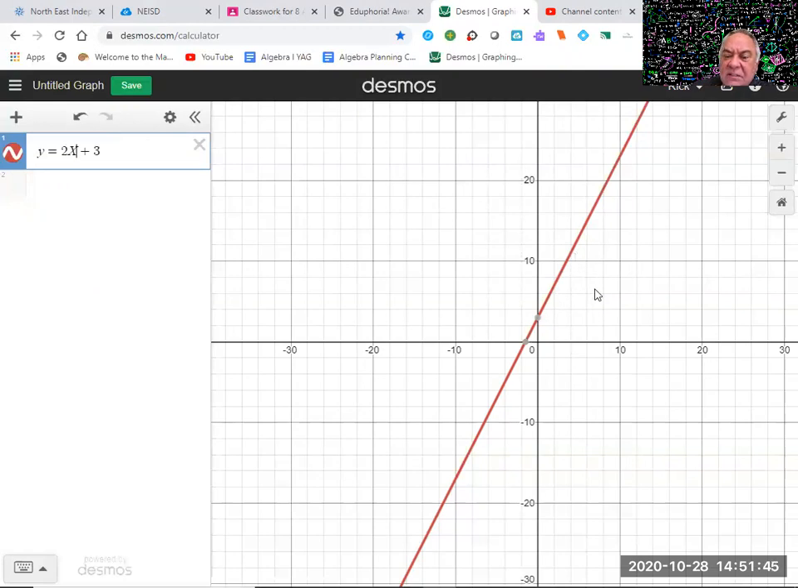If I say x is 10, then y is this value over here. If I say x is 0, then y is 3. If I say x is negative 1.5, then y is 0. So it all depends on what x is. Y is always dependent on what x is. So that's why it's called the dependent variable, and x is the independent variable.